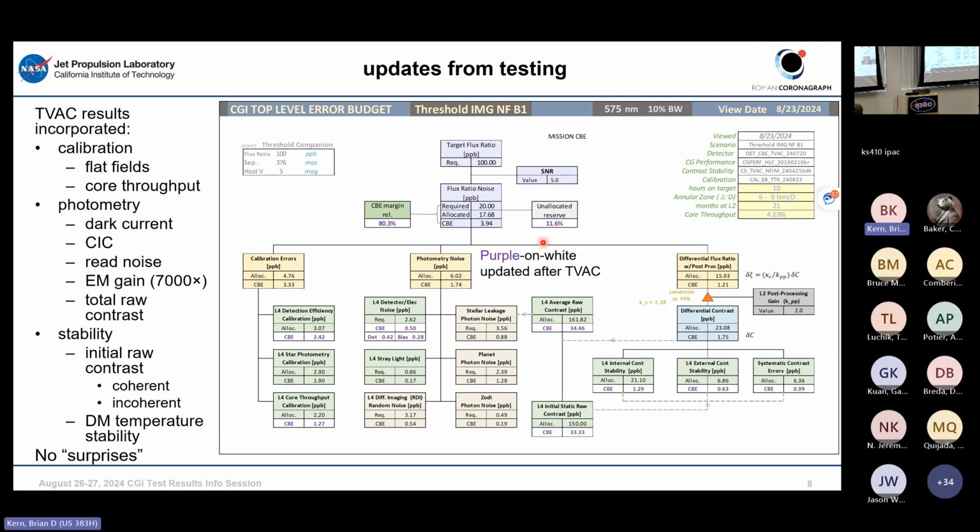I can go through individual numbers, but the real answer is there weren't any surprises. Given all of the things that we measured in TVAC, our estimate of this 10-hour observation on a very bright planet is very nearly what we've been reporting for years.